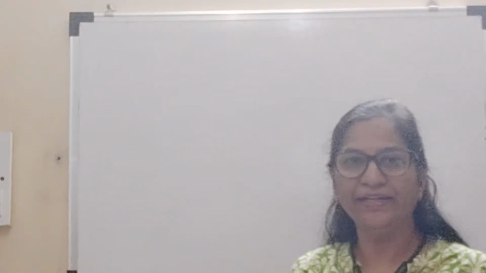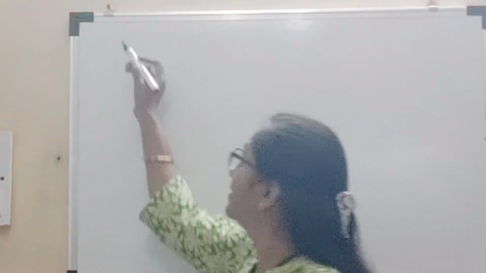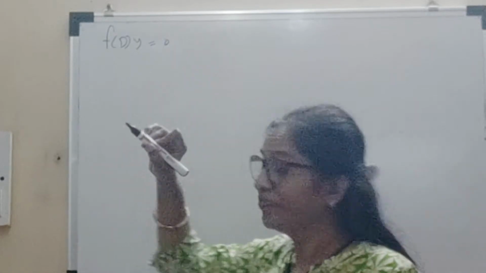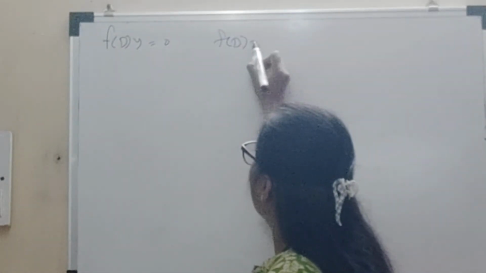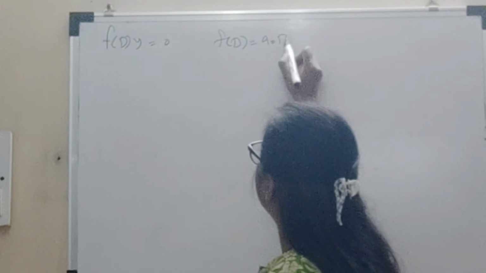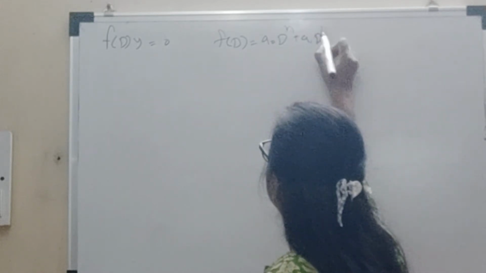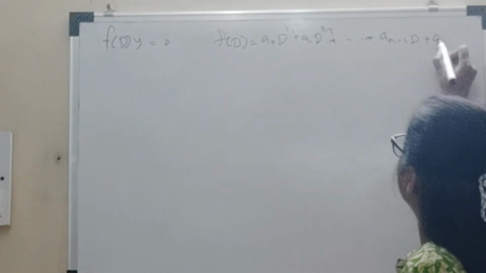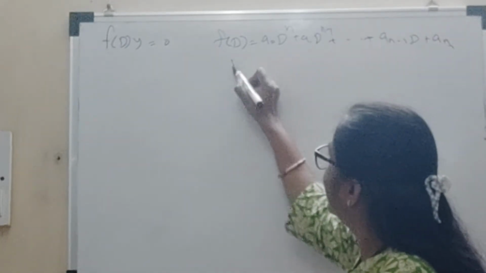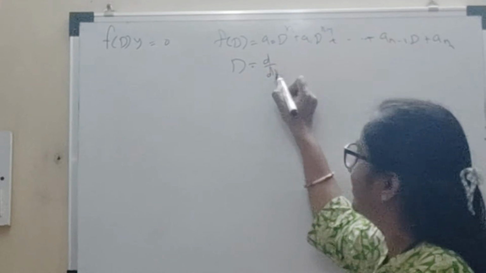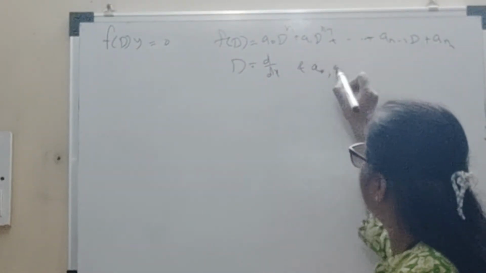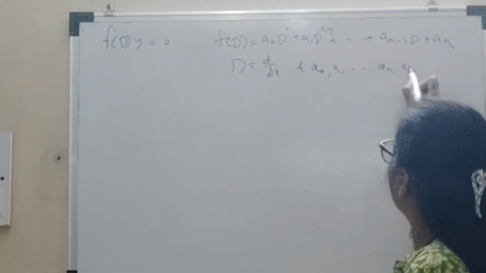Hello everyone. A homogeneous linear differential equation with constant coefficients is given by f(D) operates on y equal to 0, where f(D) is an operator, nothing but a0 D^n + a1 D^(n-1) + and so on + a(n-1) D + an. And D is nothing but d/dx, that is, derivative with respect to x, and a0, a1 up to an are constants.